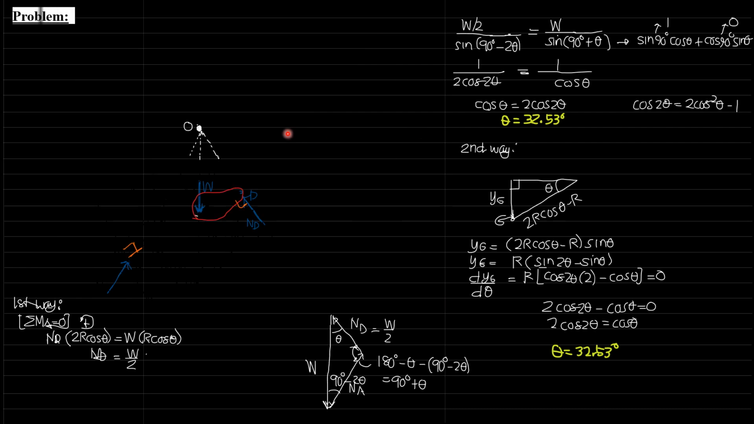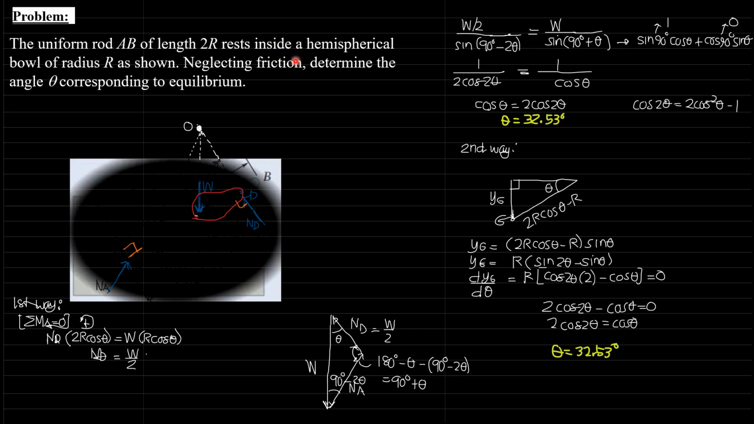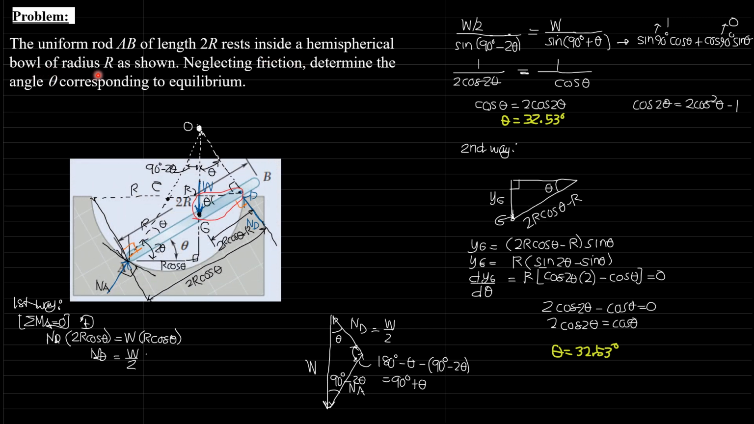For the second problem, I'll present two solutions. The uniform rod AB of length 2r rests inside a hemispherical bowl of radius r as shown. So this is the hemispherical bowl. Neglecting friction, determine the angle theta corresponding to equilibrium. So this is the horizontal projection of the hemispherical bowl. It appears to be a cylinder.